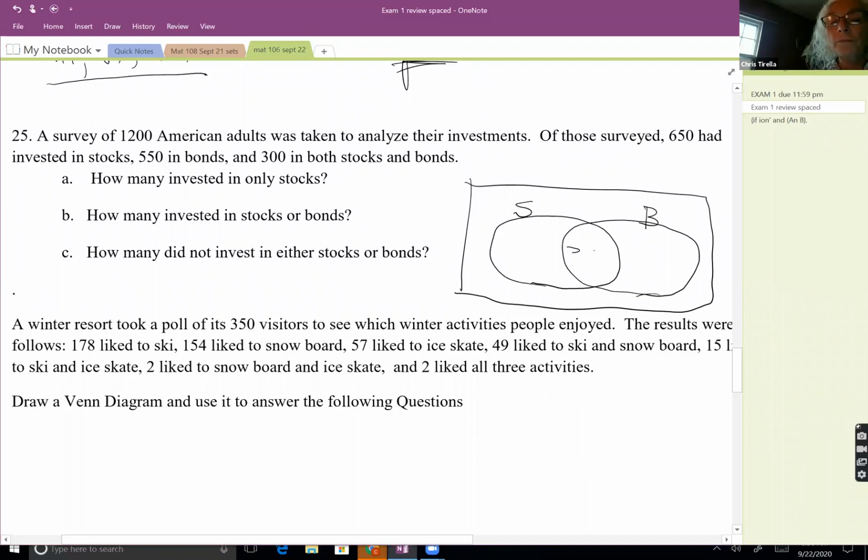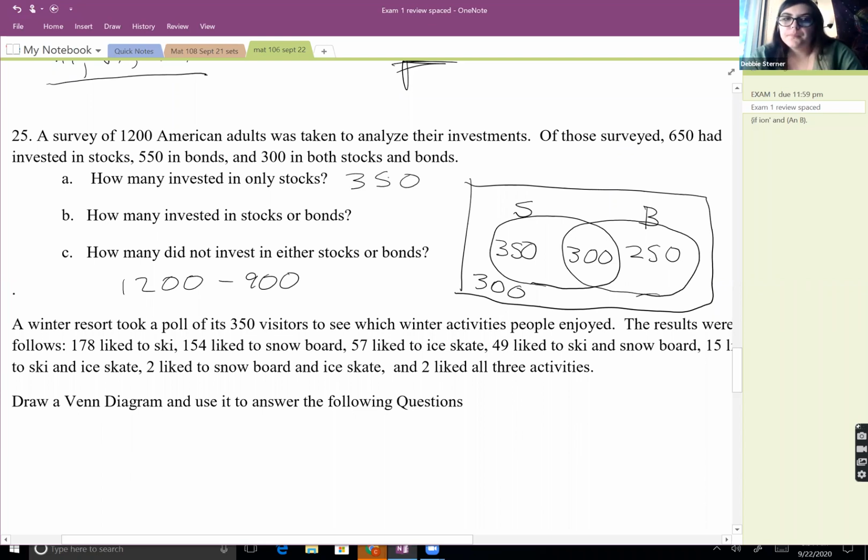300 in both. 550 in bonds, so we'll subtract. 650 in stocks, so we'll subtract. That adds up to 650, 750, 850, 900. And when I take the 1,200 minus the 900, I've got 300 left over. So how many invested in only stocks? 350. How many invested in either stocks or bonds?